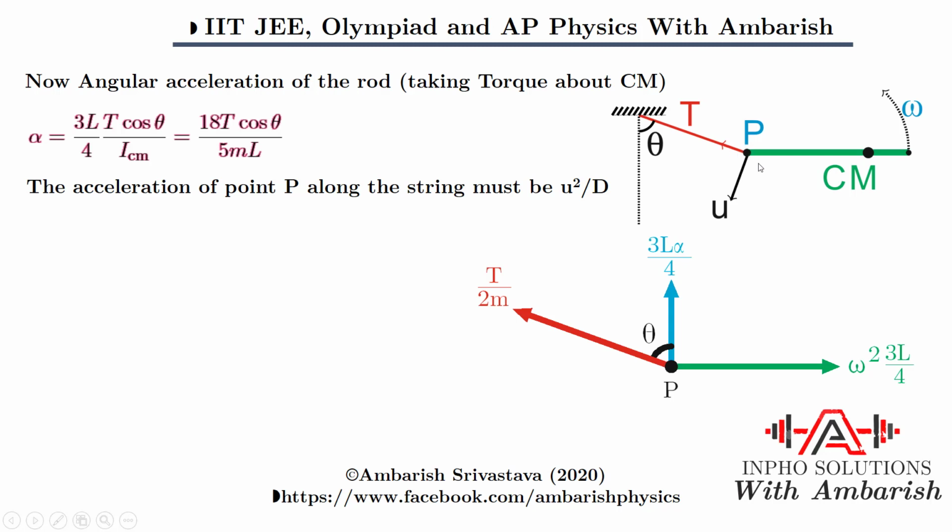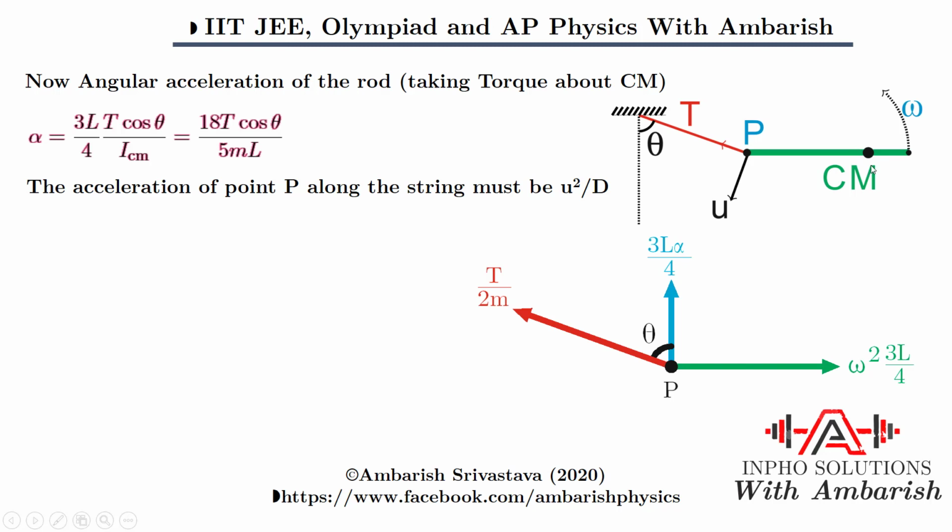We can see that the acceleration of point P is the acceleration of center of mass plus the acceleration of point P as seen from center of mass. So what will be the acceleration of center of mass? I have shown here systematically. Since the external tension is T, the acceleration of center of mass in this direction is T by 2m, because the total mass is 2m, along this theta angle.